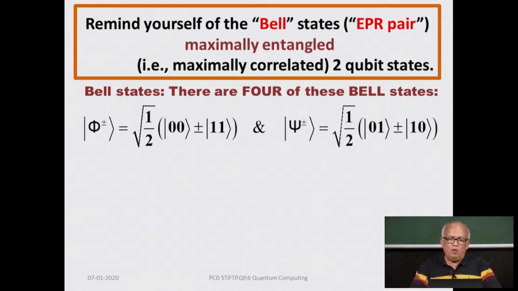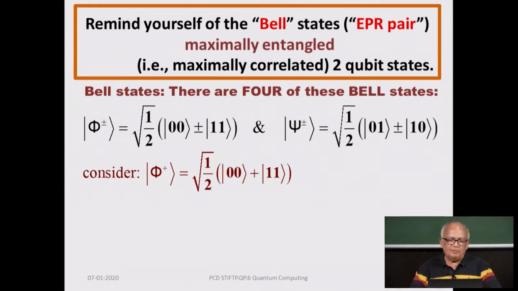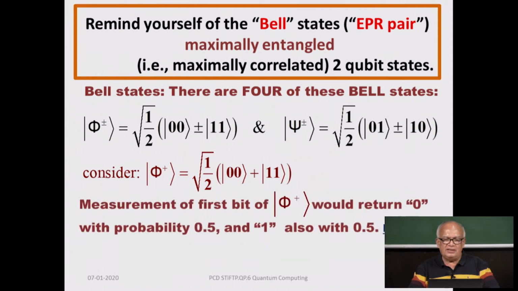So, these are the 4 Bell states, and we will consider one of these. Let us consider the phi plus, which is root 1/2, which takes care of the normalization, and then it is a superposition of 00 plus 11. So, the first qubit is in state 0, the second is in state 0, and it is superposed with another component in which the first qubit is in state 1 and the second also in state 1. So, that is your Bell state.